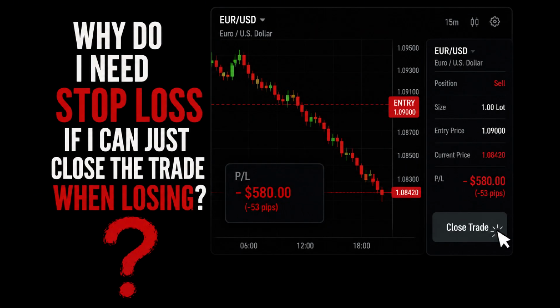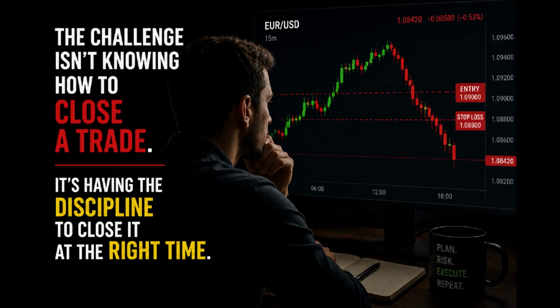By now, you might be wondering, if I can see that a trade is losing, why can't I just close it myself? Why do I need a stop loss? It's a fair question. The challenge isn't knowing how to close a trade, it's having the discipline to close it at the right time. Before you enter a trade, you're usually calm and objective. It's easy to decide how much you're willing to risk.